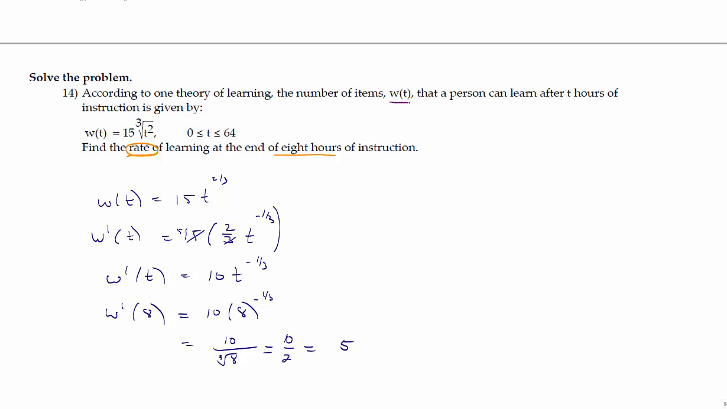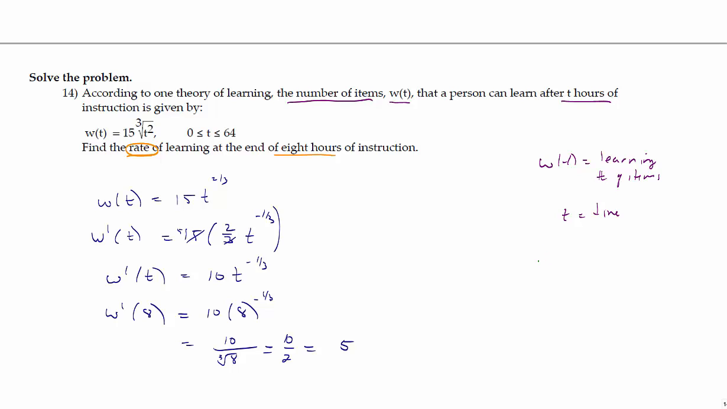we know that W measures the amount of learning. So W of T is going to be the learning, and it is measured in terms of what? That's the number of items. So it's the number of items. And then T is our time, and it's being measured in terms of T hours. So after T hours of instruction.